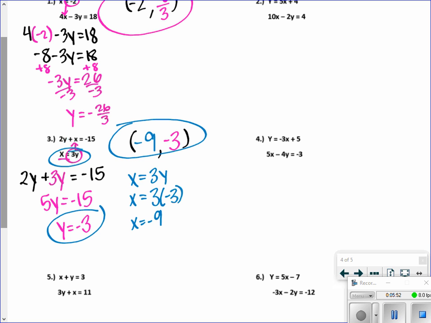Okay, let's do number 4. Go across, do number 4. Do you have a letter by itself? Yes. Okay, which letter? Y. Y is by itself in that first equation.